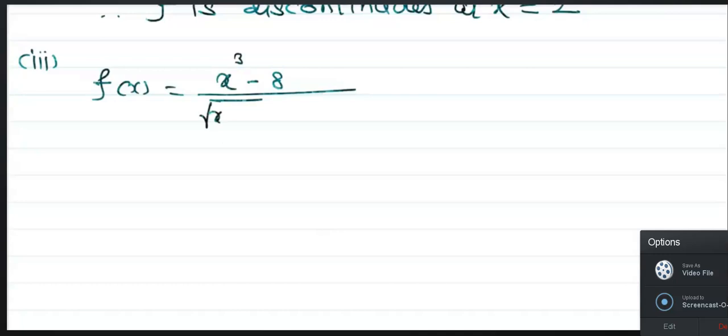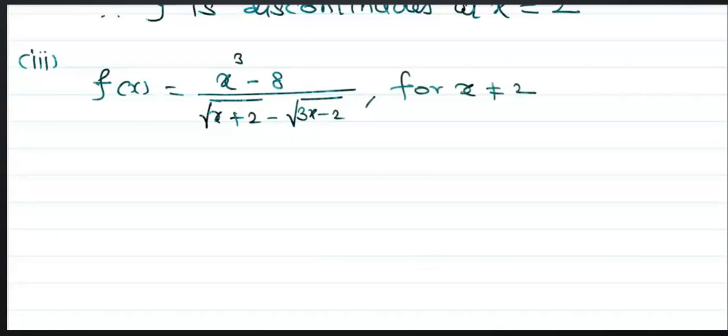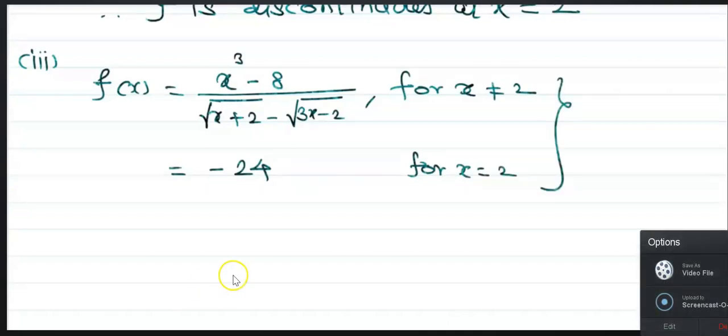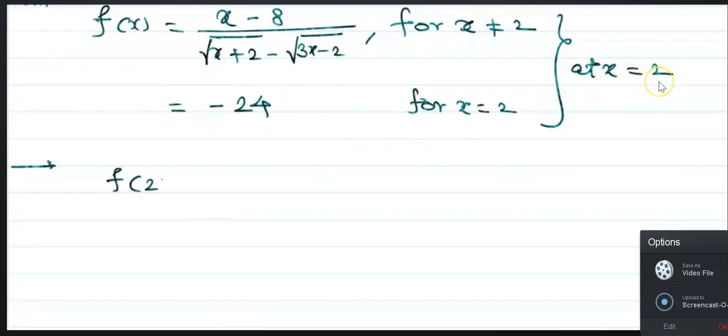Now the next is the third. f of x is equal to (x cube minus 8) upon (square root of x plus 2 minus square root of 3x minus 2) for x is not equal to 2, and f of 2 is equal to minus 24, at x is equal to 2. Now we'll check the continuity at x is equal to 2. The value of the function is minus 24.